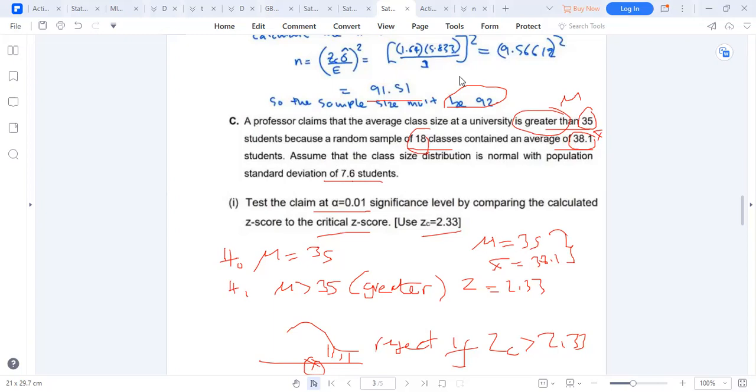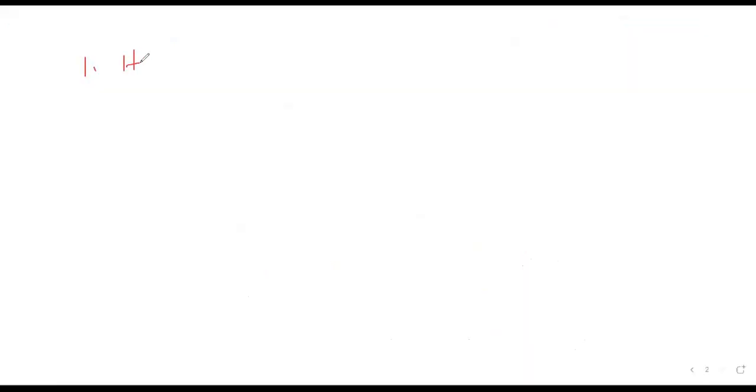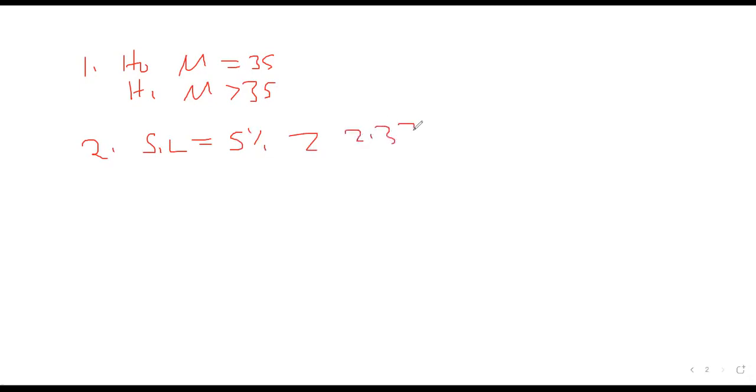So we go through the procedure of hypothesis testing. Step one, state the hypothesis. Our null hypothesis in this case is stating that our mu is 35, and our alternative hypothesis is greater than 35. Step two, you state the level of significance. So level of significance is 5%, meaning our Z here is 2.33. Step three, you set the decision rule.